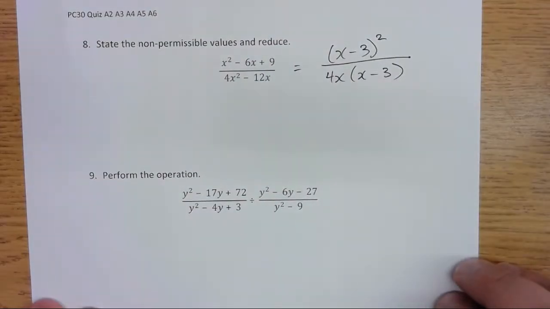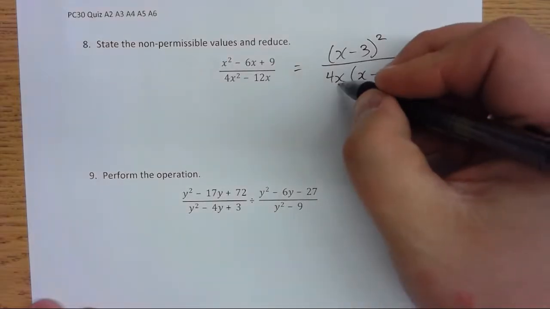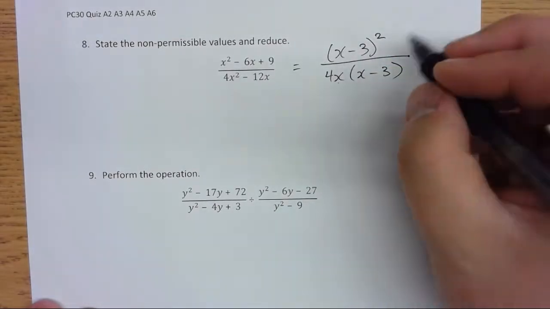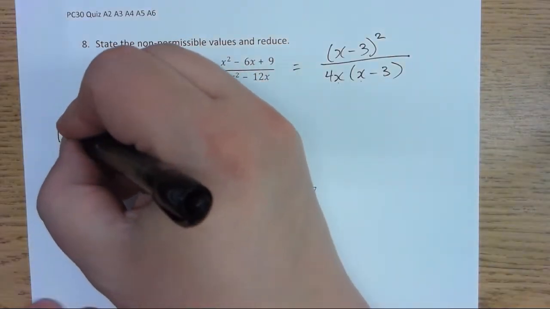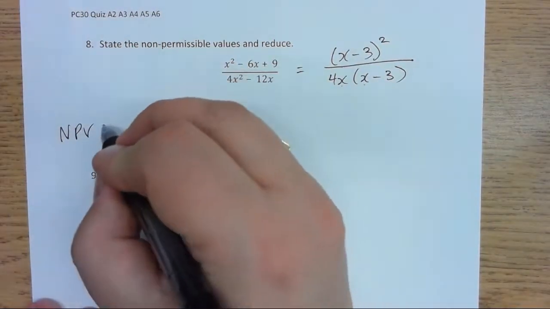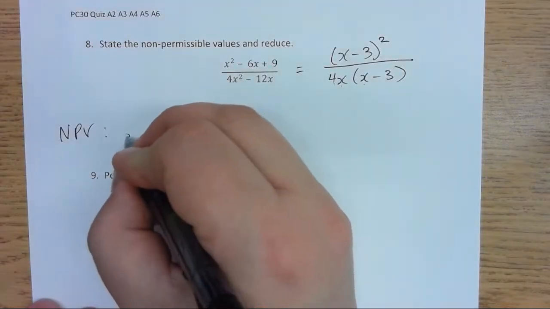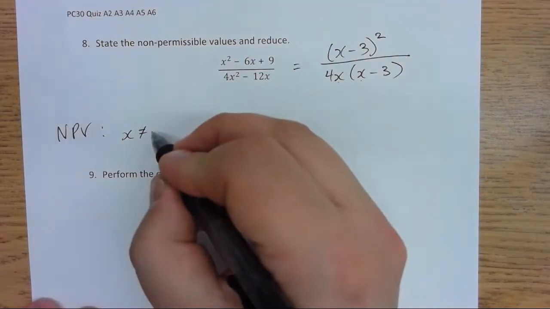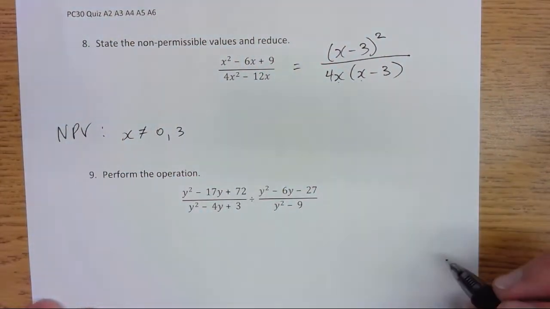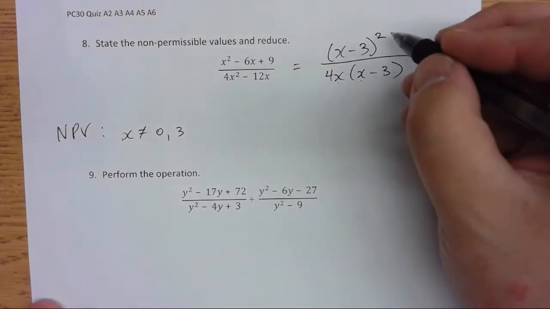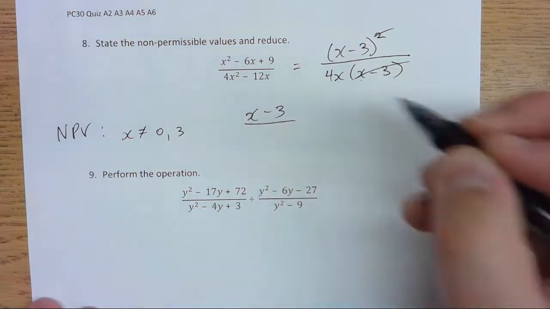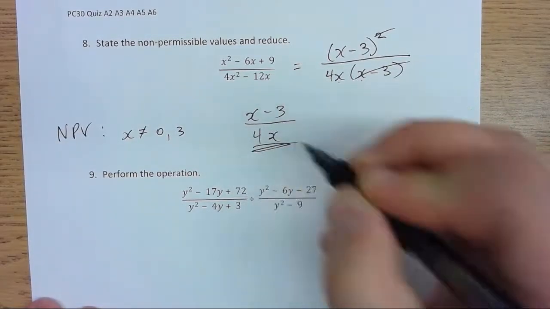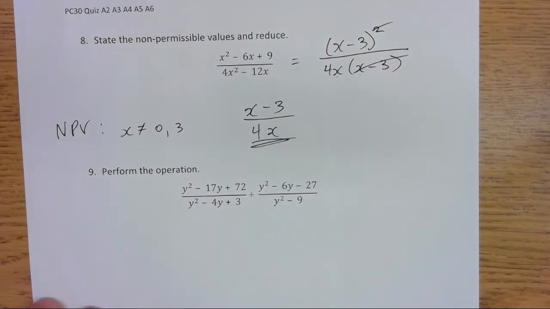And remember that my non-permissible values are anything that would make a factor in the denominator a 0. So if this x was 0, I'd have a 0 times something, and if this x was 3, I'd have a 0 times something. So my non-permissible values are that x cannot equal 0 or 3. Other than that, there is a nice cancel here. So I get x minus 3 over 4x as my final simplified answer.